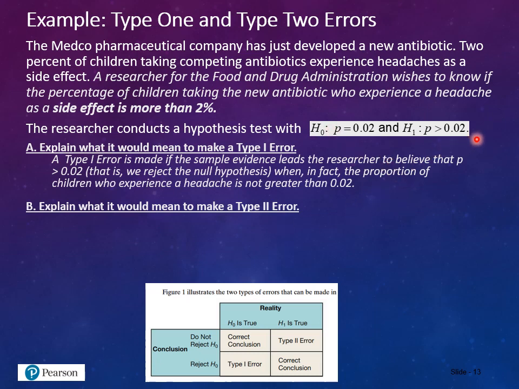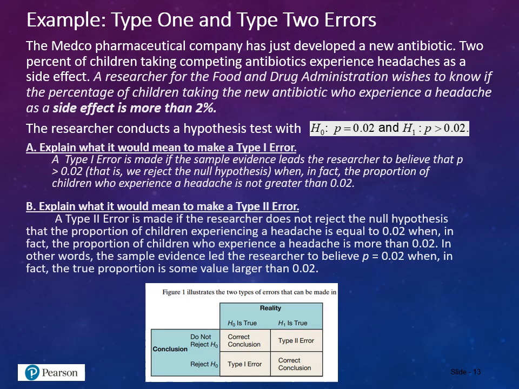Again, the conclusions are about, as we saw in the last, if we think of it that way, that the alternative is true. And so if the alternative is true and we still accept the null hypothesis, not reject it, then this would be the type 2 error. A type 2 error is made if the researcher does not reject the null hypothesis that the proportion of children experiencing headache, when in fact the proportion of children who experience a headache is more than 0.02, which means the alternative is indeed true. The sample evidence led the researcher to believe p equals 0.2 when in fact the true proportion is some value larger than 0.02.